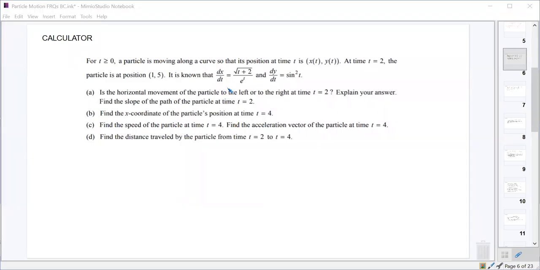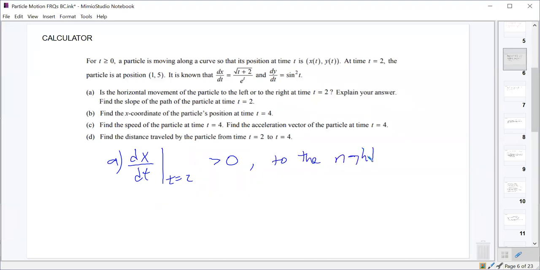Part A is the horizontal movement of the particle to the left or the right at time t equals 2. So what will determine if it's moving left or right? dx/dt. So we want to know for A is dx/dt at t equals 2 positive or negative, right? It looks like dx/dt is always going to be positive for any t value that we put in. We're going to say that's greater than 0. So to the right. And then your explanation would say, well, dx/dt is the velocity of the particle in the x direction, so it's positive, so it's to the right.